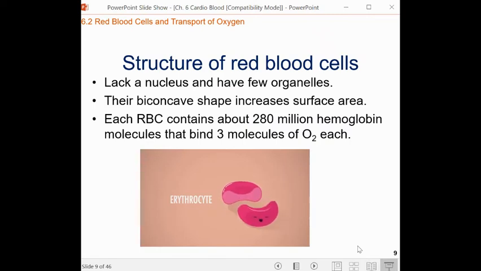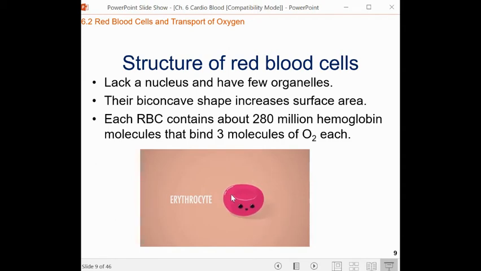Let's start by just looking at your red blood cells. They lack a nucleus and have few organelles. They have a biconcave shape. So if you look at this image down here, you'll notice you can see how it dips in, and that's just a little face. Those aren't actually there on the blood cell. There's hardly any organelles in there. They're pretty tiny, but this biconcave shape increases surface area because really their main goal is to transport oxygen.